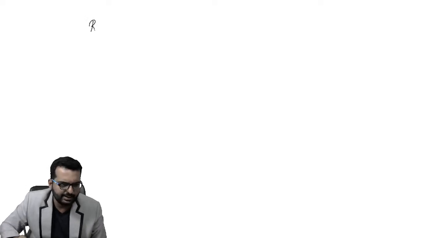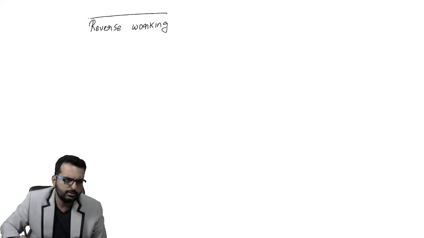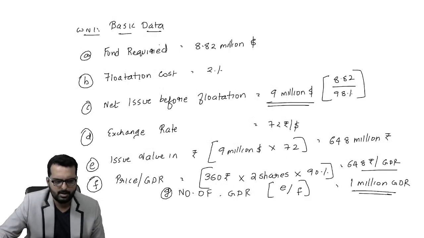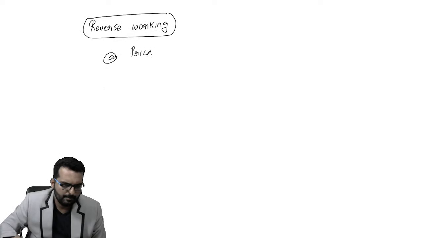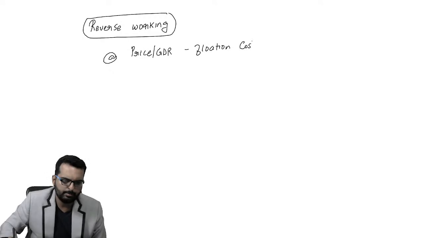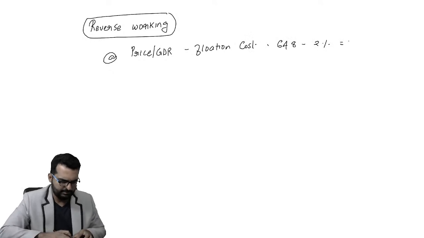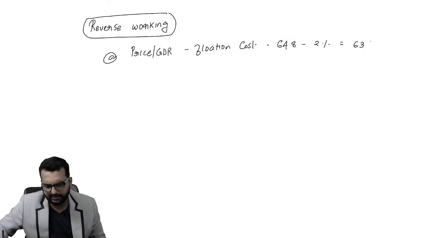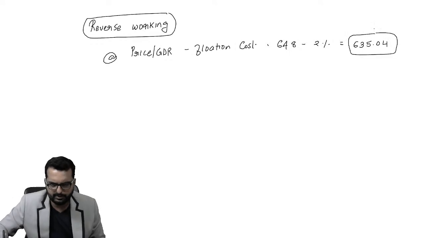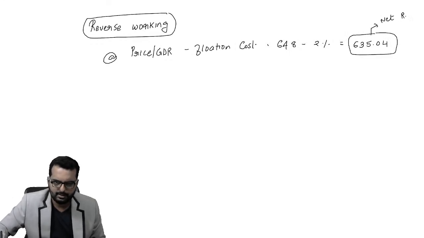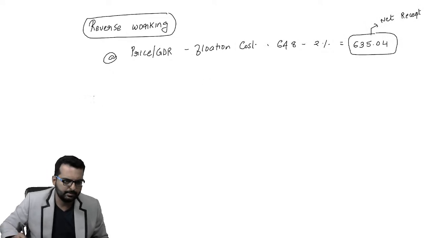1 million GDR you get. I will do a reverse working so that you get clarity on what I did now. I will just do reverse working, okay? Now, what is the ideal price per GDR less flotation cost? Because flotation cost will have to be paid, right? So it will be 648 minus 2%. Do I get the answer as 635.04? This is the net receipt that I get in my hand, correct?